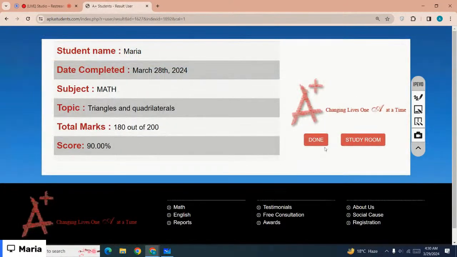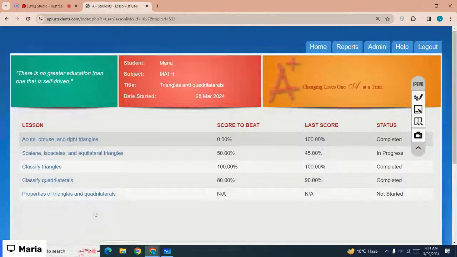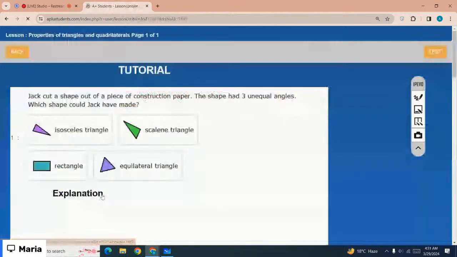Okay, we are done with the lesson. The next one is properties of triangles and quadrilaterals. Let's just start with the lesson.